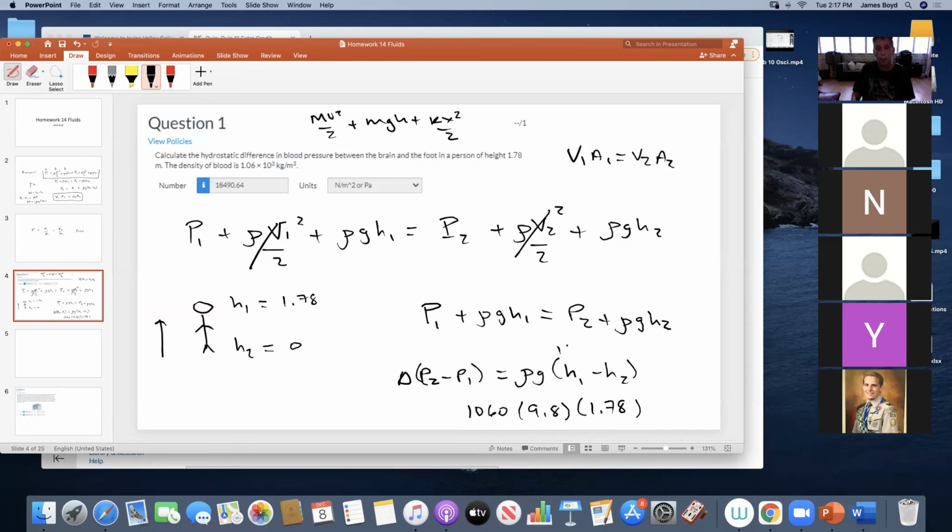H1 is 1.78. H2 is 0, so we get 1.78. And when you put these numbers in, you'll get 18,490.64 pascals.